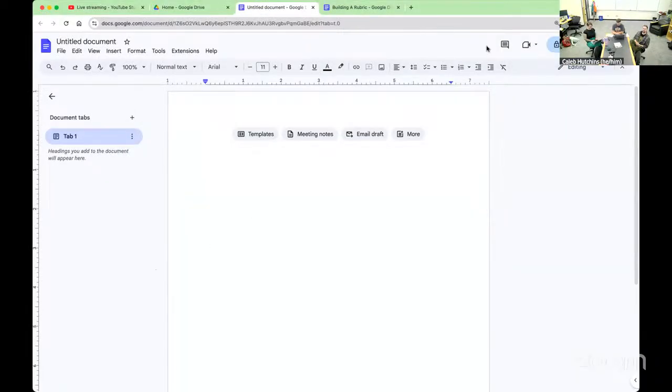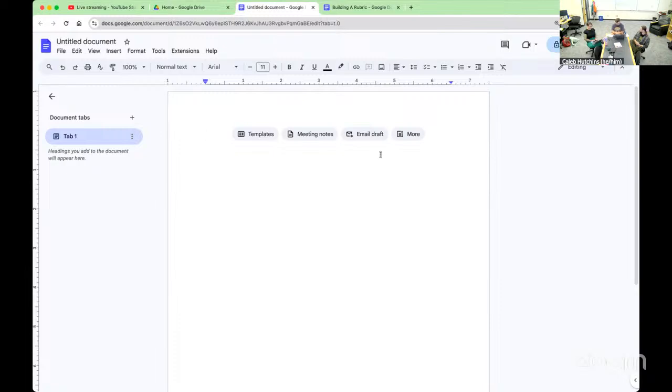Yeah, okay. So I just have a blank Google Doc open here. I could also use Excel. I could use Microsoft Word. I could use a piece of paper and write it out if I wanted to. I'm just going to use Google Docs because it's easy to use and I'm comfortable with it.